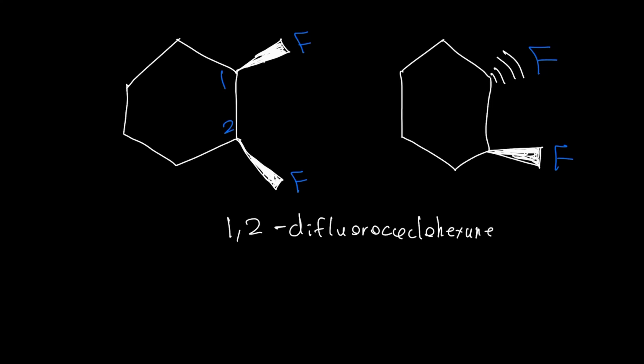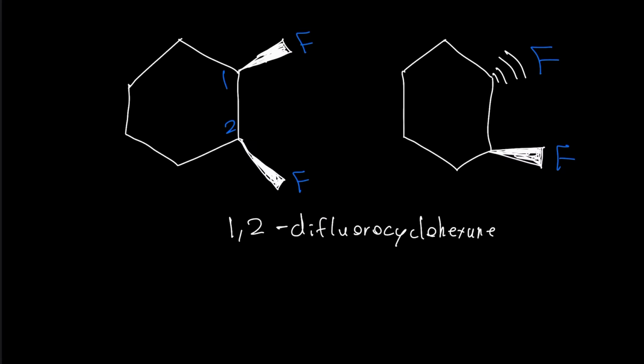And I could probably write my Y a little bit better. Now the difference is that on the left side, since both of them are dashes, they're coming out of the page, which makes it a cis isomer. So this is going to be called cis-1,2-difluorocyclohexane.